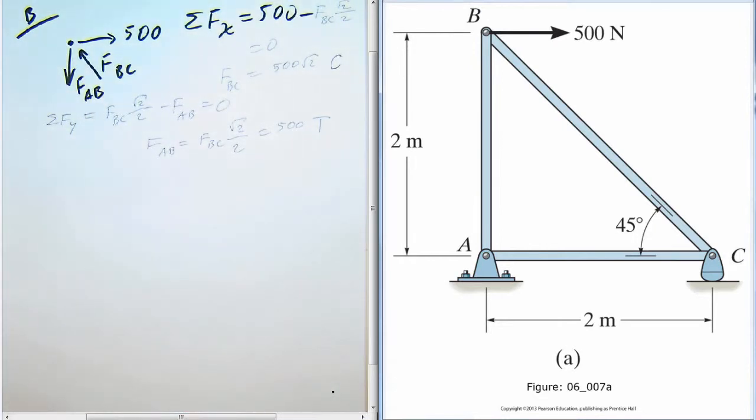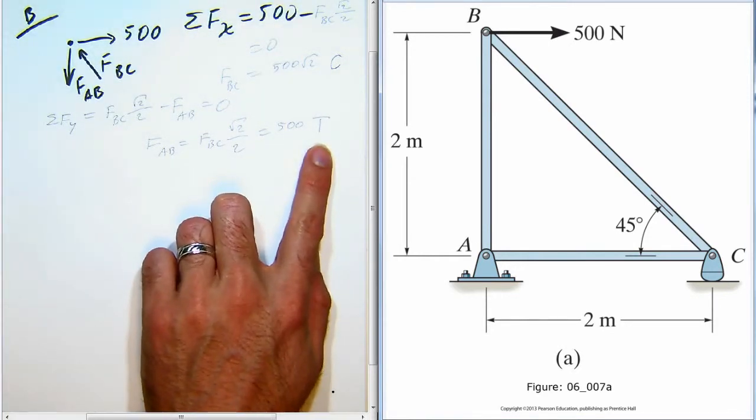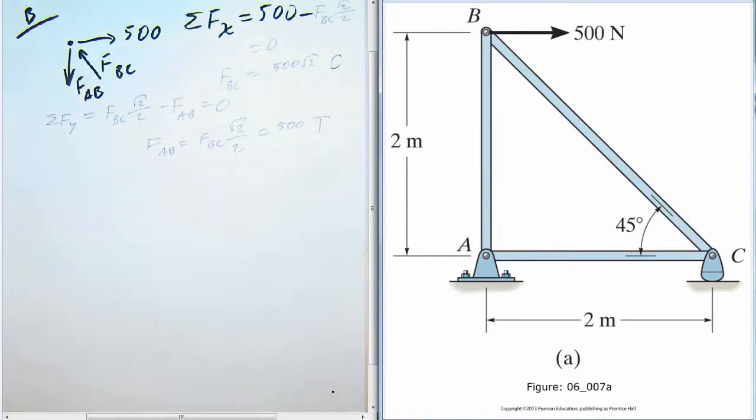So you want to be sure to mark if the force in the member is in tension or compression. If it turned out that, say, this force was compression, then we should redraw the free body diagram, because we're going to be referring to it when we go to the next joint. So we still need to get the force in member AC.